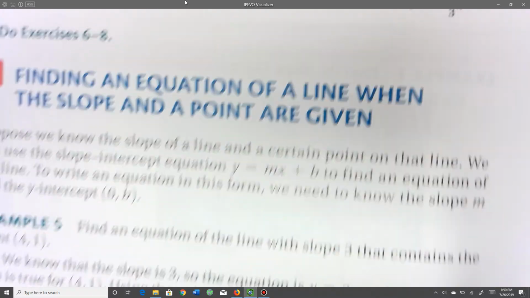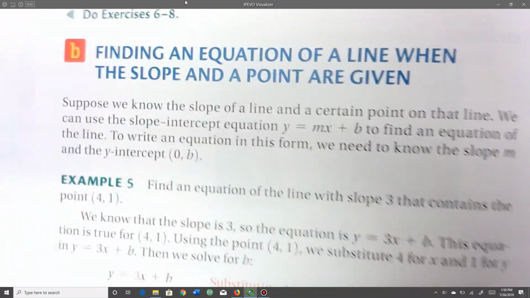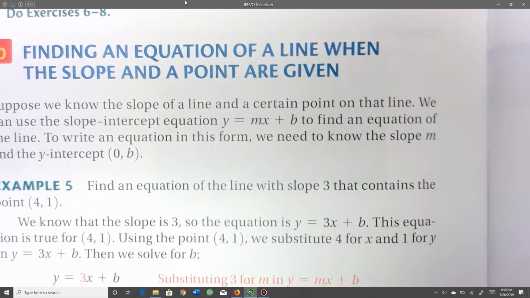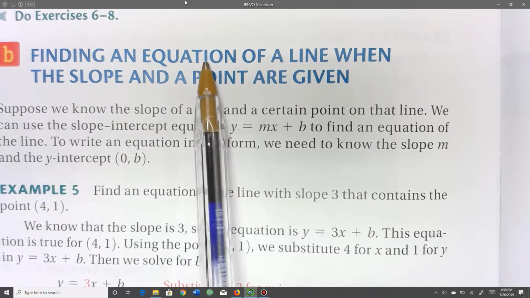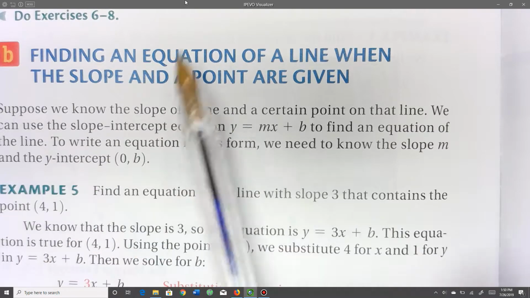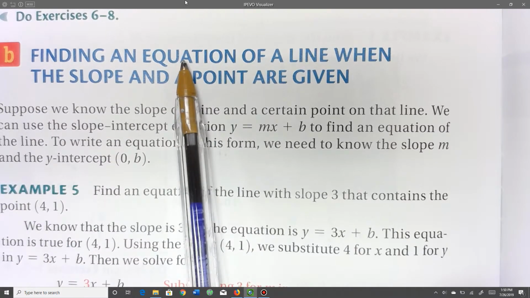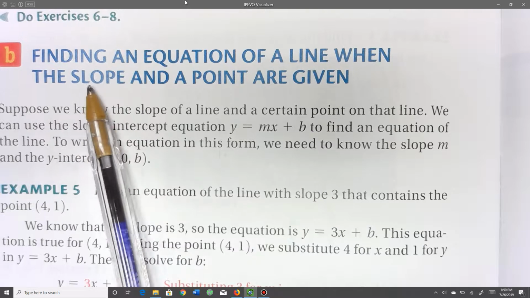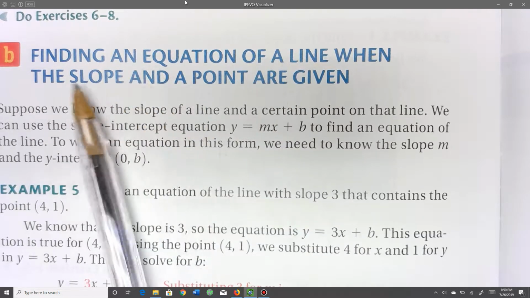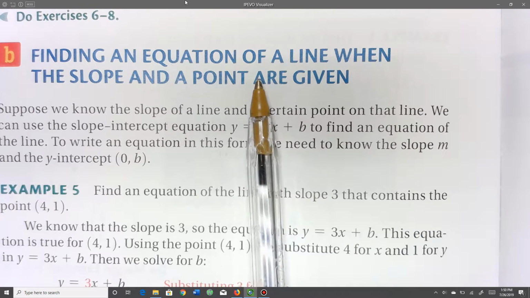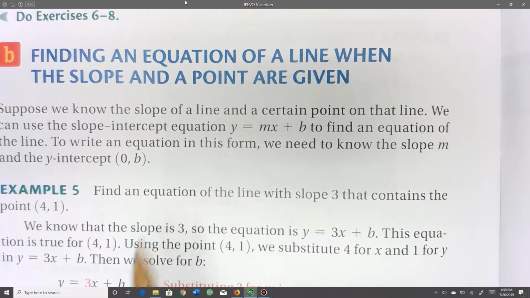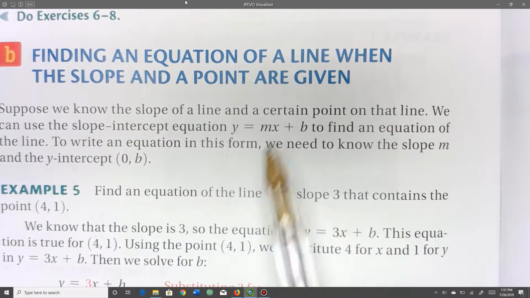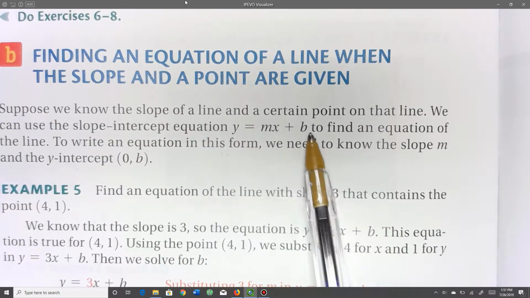Okay, let's move on to section B. Finding an equation of a line when the slope and a point are given. So we're still finding equations. Like I said, this whole section is about finding equations, and in this case they're going to give us the slope and a point, not the y-intercept. However, we still use the slope-intercept equation.